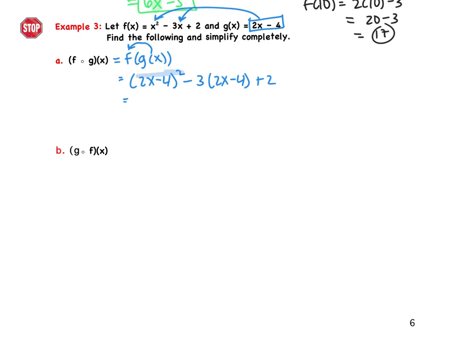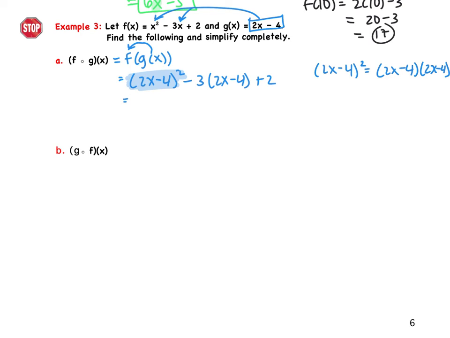Please be very careful here. This is one that we tend to mess up. So I would suggest you do that over to the side. Remember that 2x minus 4 squared is 2x minus 4 times 2x minus 4. Okay, and then you'll finish that one.